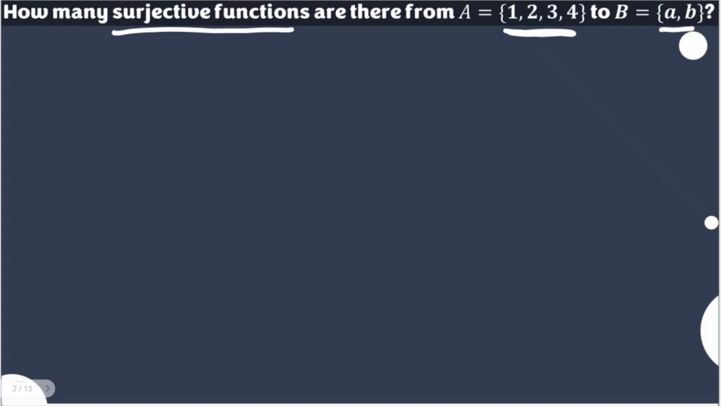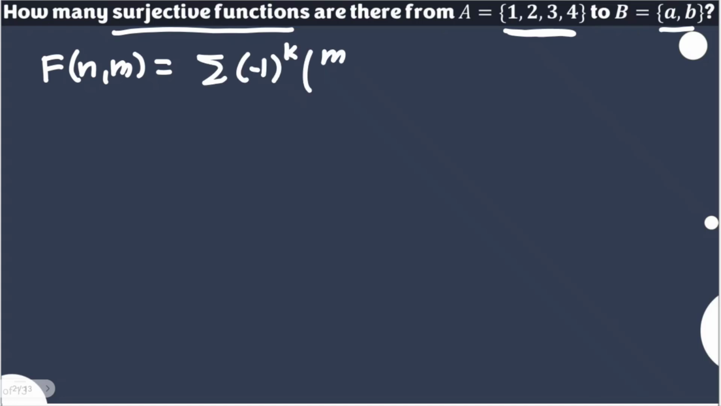In short, A and B will always be included in the mapping. We had the formula presented in the previous video. The number of surjective mappings, f of n and m, is equal to the summation of -1 raised to k, m combination k, m minus k raised to n, where k starts from 0 until m. So we need to identify what m and n are, and later expand this to get the result.